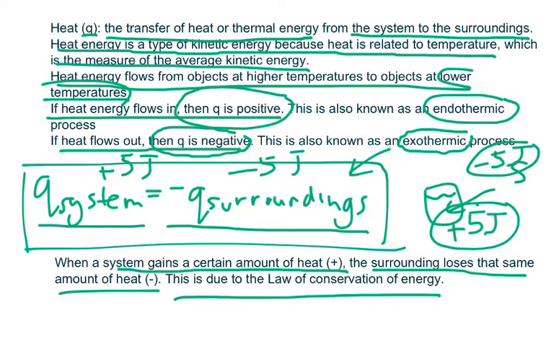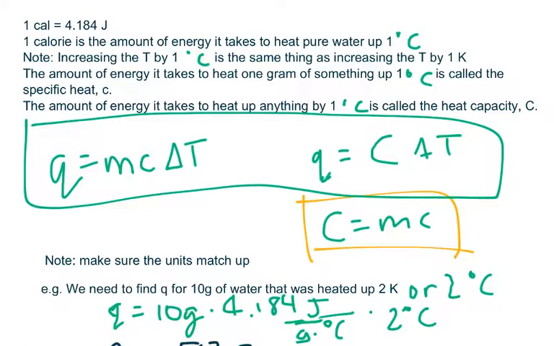Now let's continue our terminology journey. So the next thing we are going to learn is about the calorie, or cal. 1 calorie is a form of energy, and it is equal to 4.184 joules. And 1 calorie is the amount of energy it takes to heat up 1 gram of pure water by 1 degree Celsius.